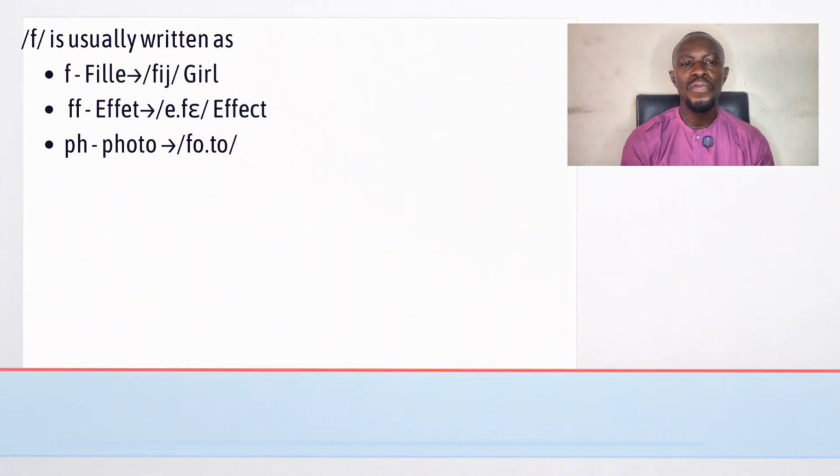The sound F is usually written as follows. Anywhere you see the letter F, you pronounce it as in fille. Now, if you see double F, it gives us the same sound, and you can see it in affaire. Or anywhere you see P and H, it gives us F. So you can see it in photo.